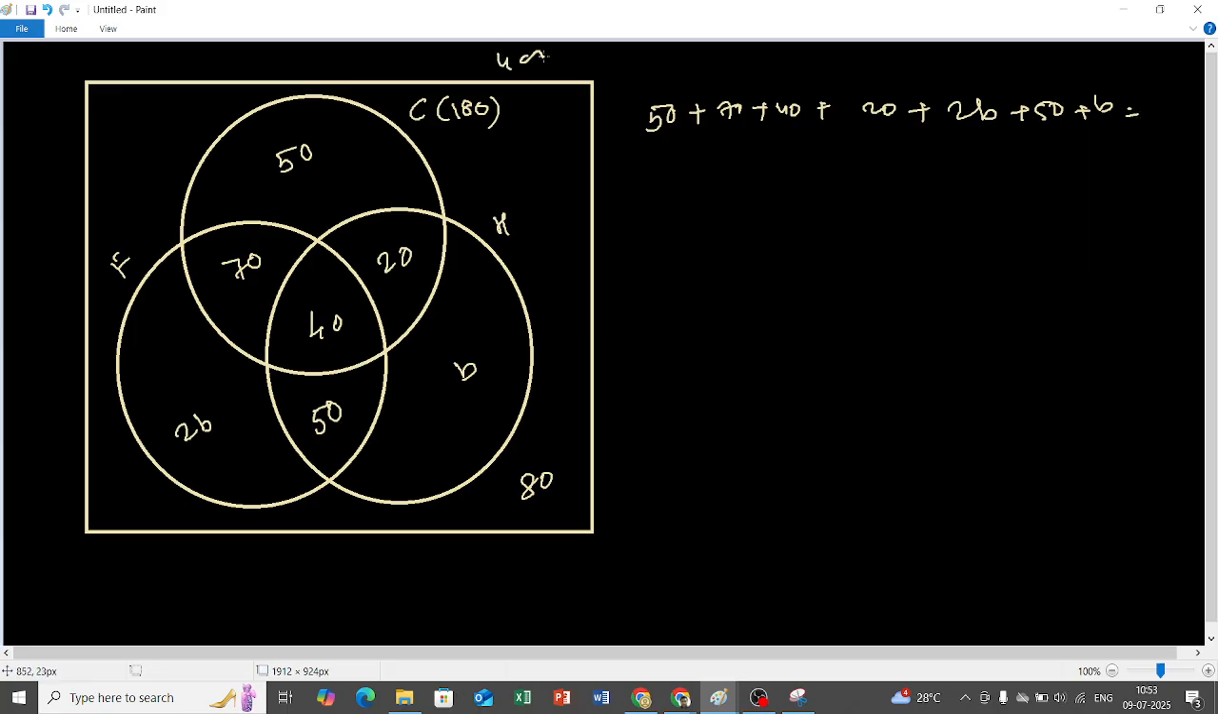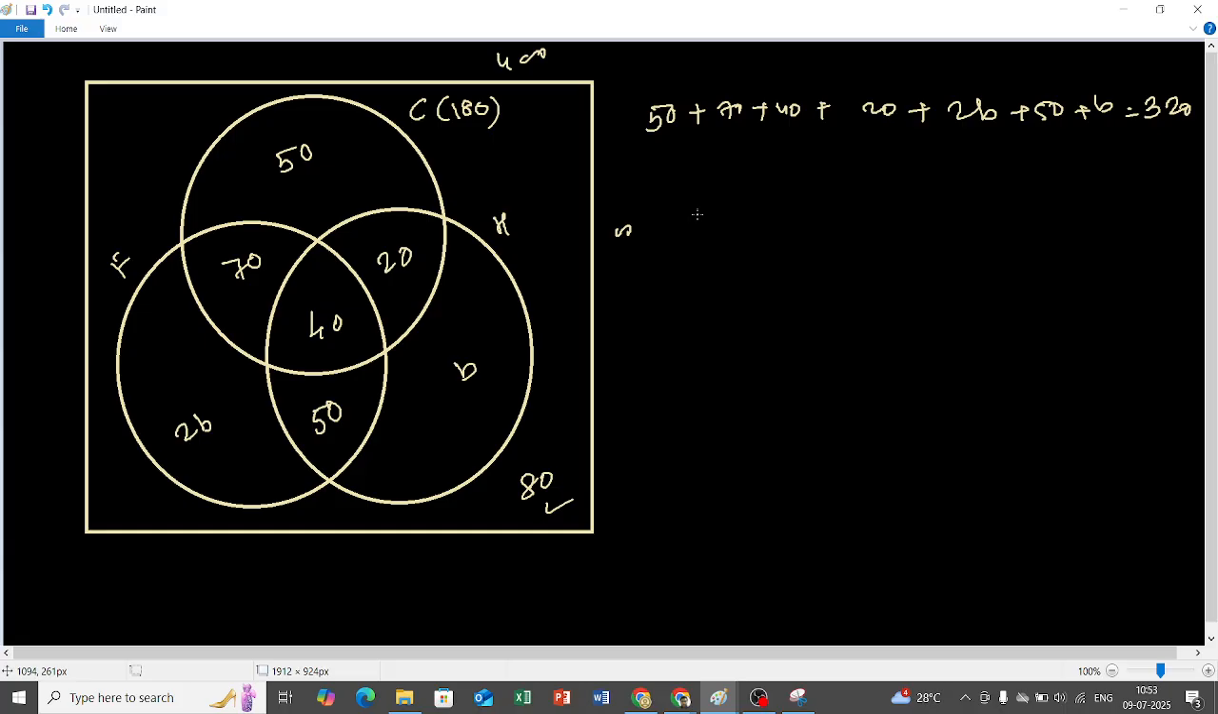So 50 plus 70 plus 40 plus 20 plus 2b plus 50 plus b is equals to how much? This whole thing was 400 and this is 80, so the whole box is 400 and the empty portion is 80. So 400 minus 80 is going to be what? 320, right? Which is nothing but these encircled portions, the union portion. Do you understand till here? Please tell me.